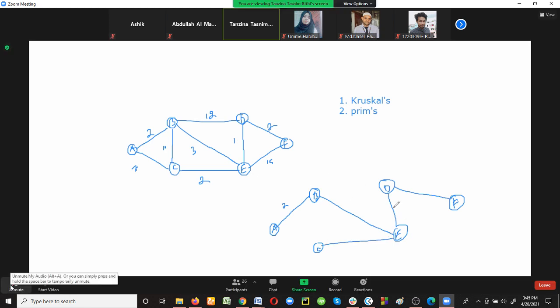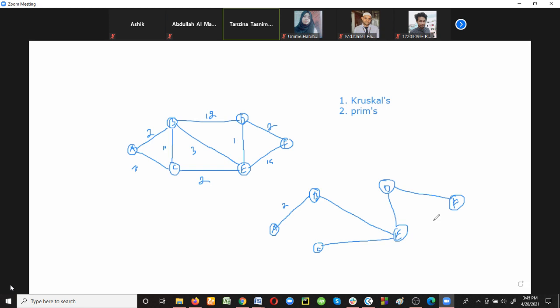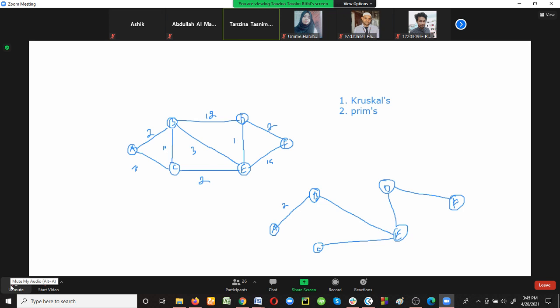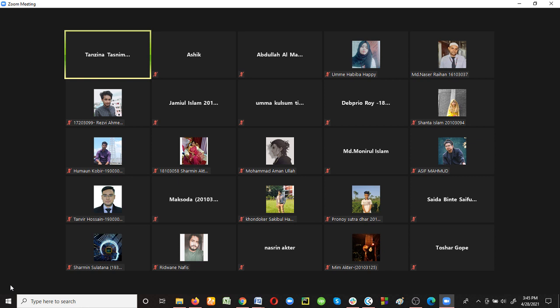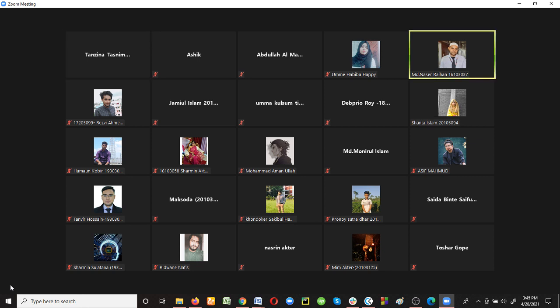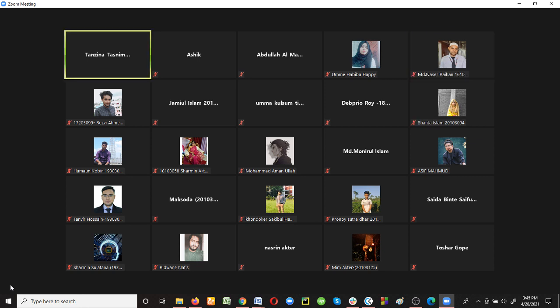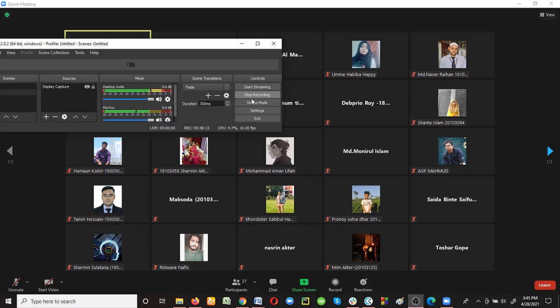And look at this here. The number of edges is 6 minus 1, that is 5. And is there any cycle here? No. So this is the minimum spanning tree. Clear? Yes, ma'am. I'm not getting responses from the others. Is it clear, the minimum spanning tree? Yes, ma'am. Okay, so in the next class, we will discuss some other algorithms, such as Dijkstra's or Warshall's algorithm.